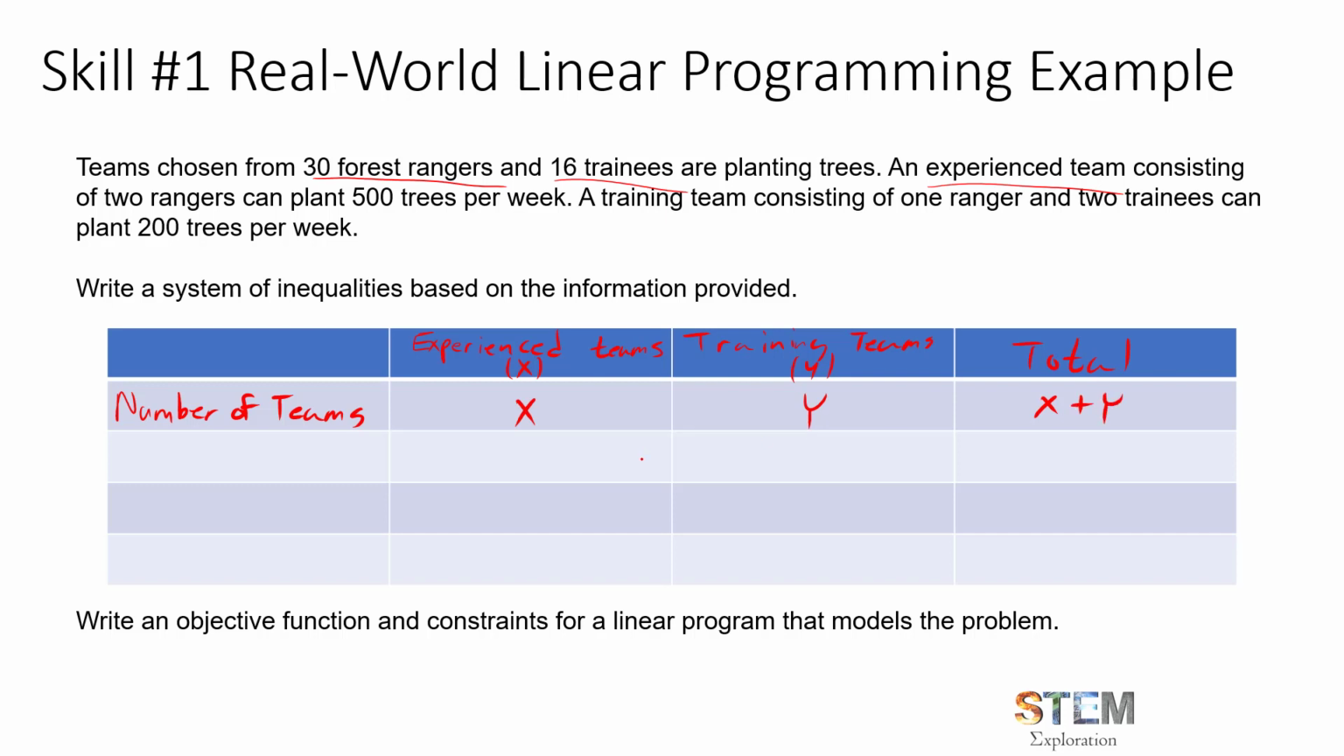But now I'm going to start taking into consideration the limited resources available. So I'm going to look at the number of rangers. What I'm going to put in this column here are the things that are potentially limited, or maybe something we want to keep track of. That's why I put number of teams, and can put number of trainees. And then in the last row, let's just go number of trees planted.